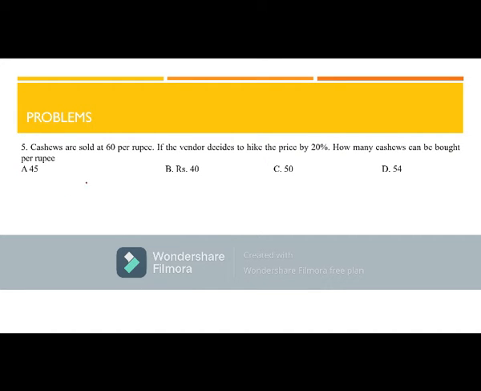Again, we can solve in many methods. So method number 1, cashews are sold for 60 per rupee. If the vendor decides to hike the price by 20%, how many cashews can be bought per rupee? Okay. So 60 per rupee. So 60 into 1 rupee.